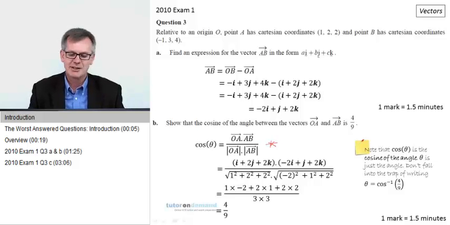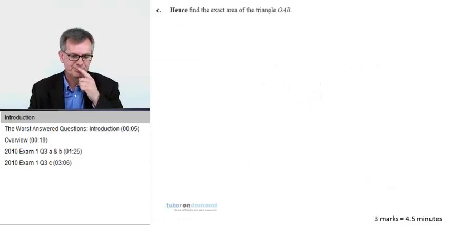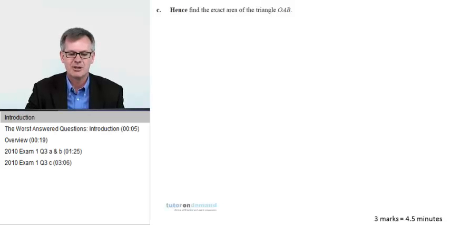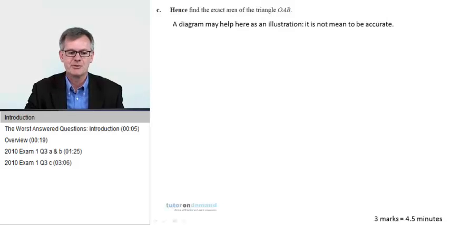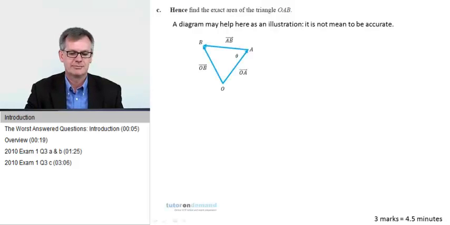But it's the next question that was fairly problematic, and that's going to be a 3-mark question. So when I bring it up, take about 4.5 minutes to have a go at this question. Okay. It says, hence, find the exact area of triangle OAB. And it's important to use the word hence. And it's in bold anyway. So do read the question. In this case, a diagram might help.